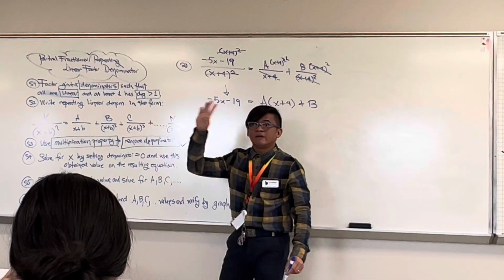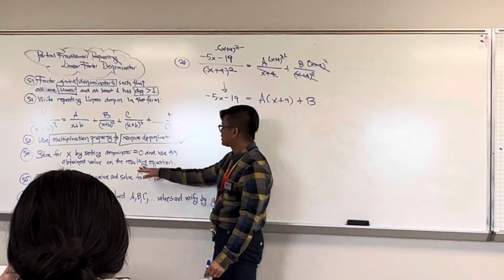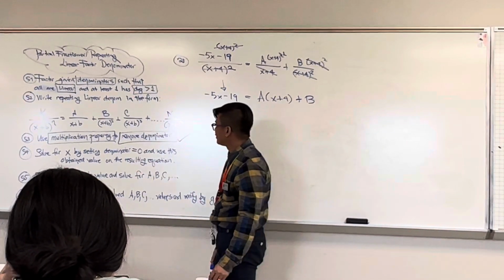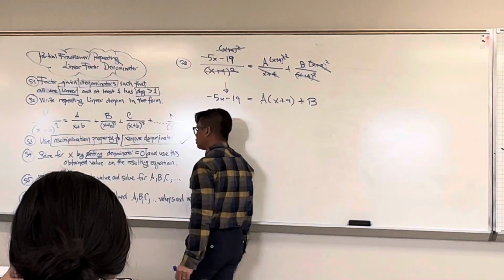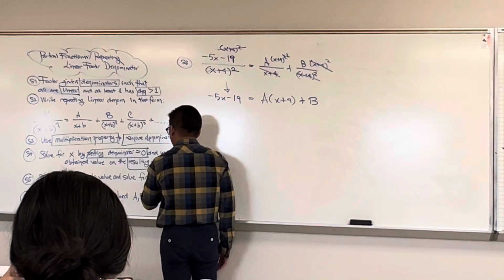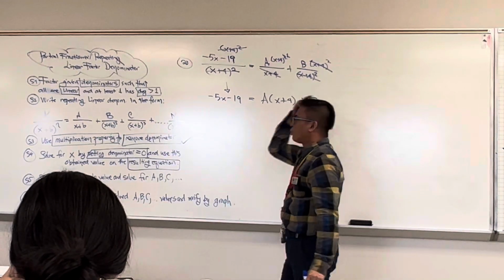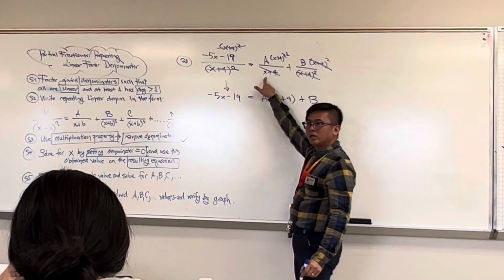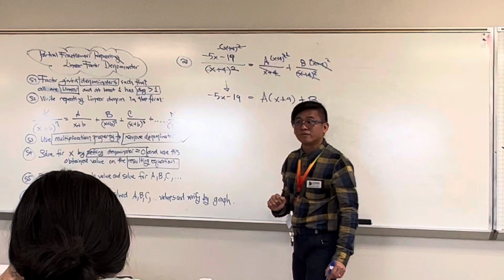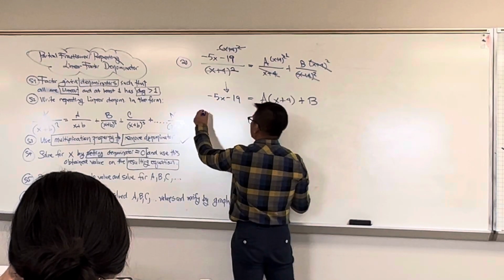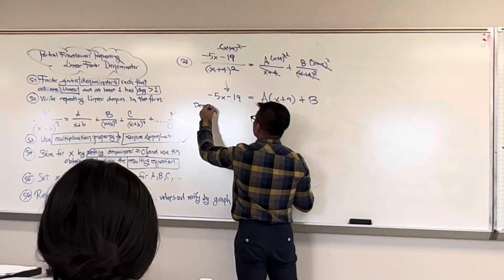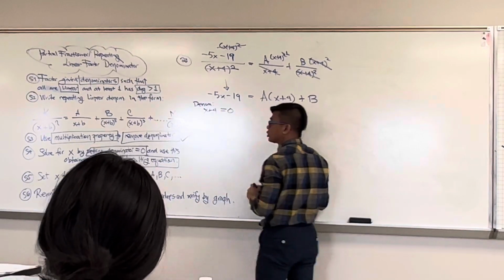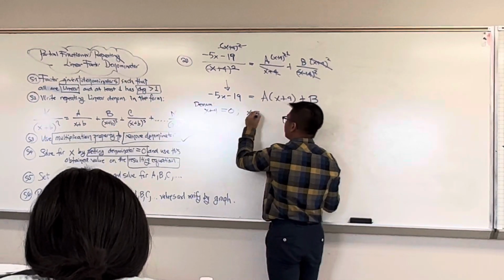Step number 4. Let's read: solve for x by setting denominator equals 0 and use its obtained value on the resulting equation. What is our denominator? x plus 4. Set it to 0 and solve for x. So x plus 4, that's the denominator, equal to 0. Hence, what's your x value then?